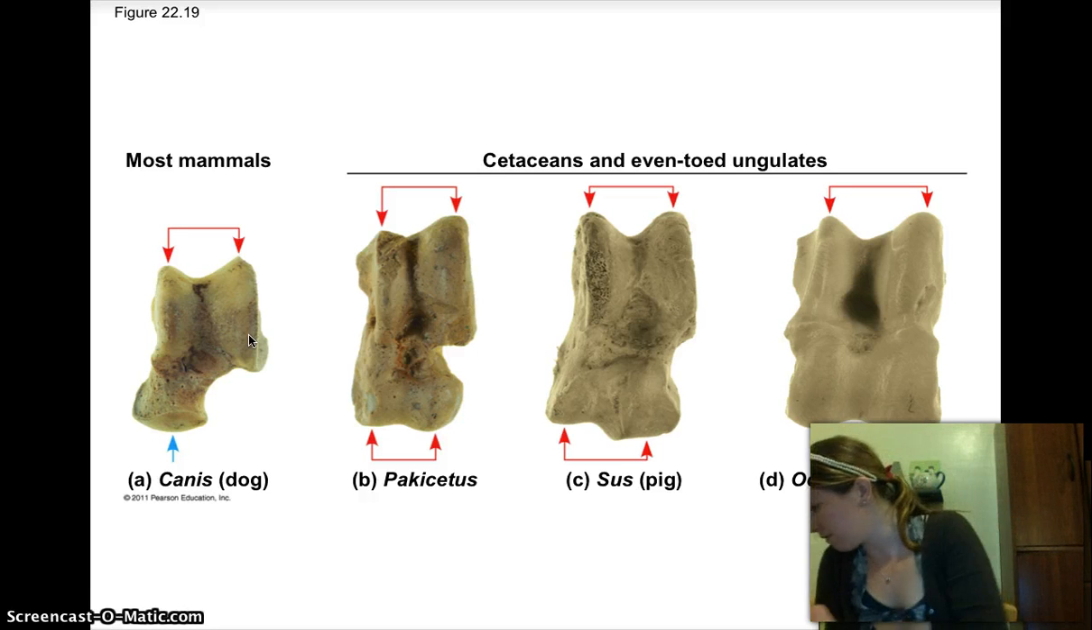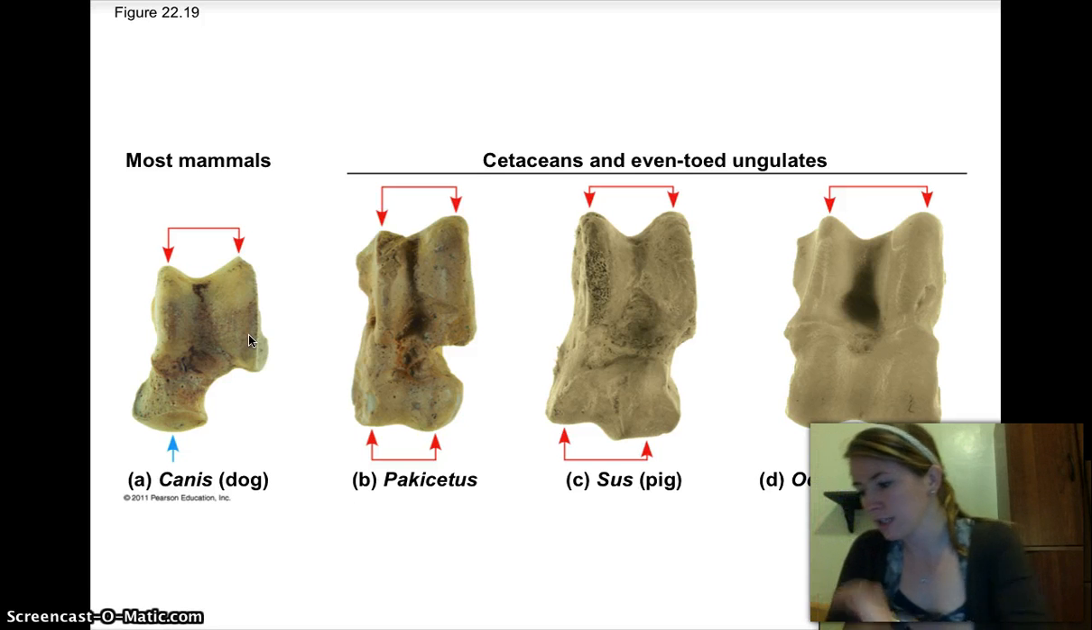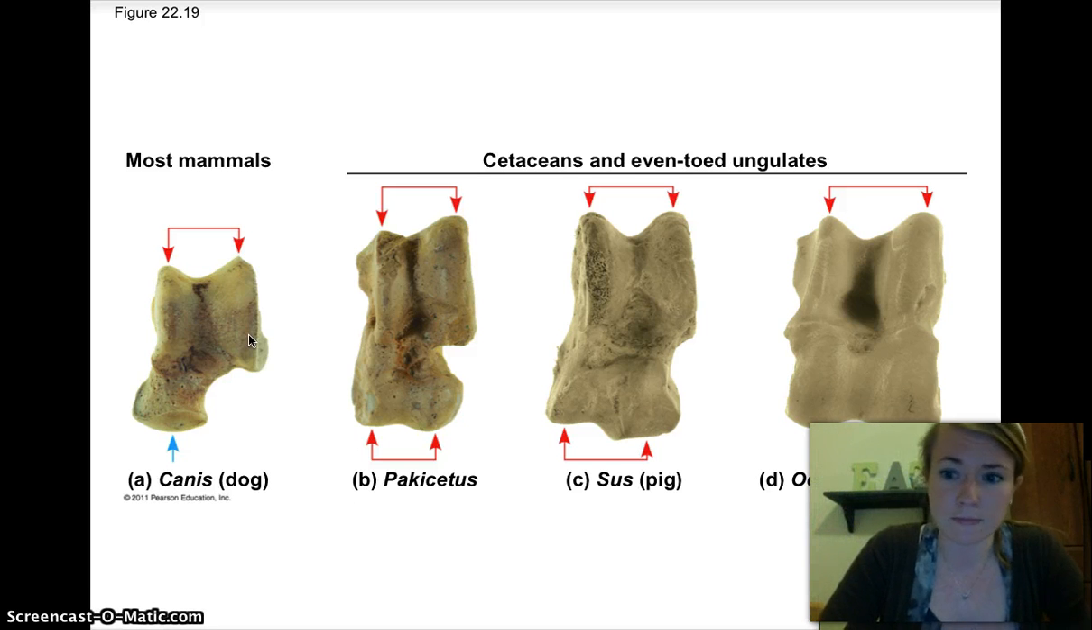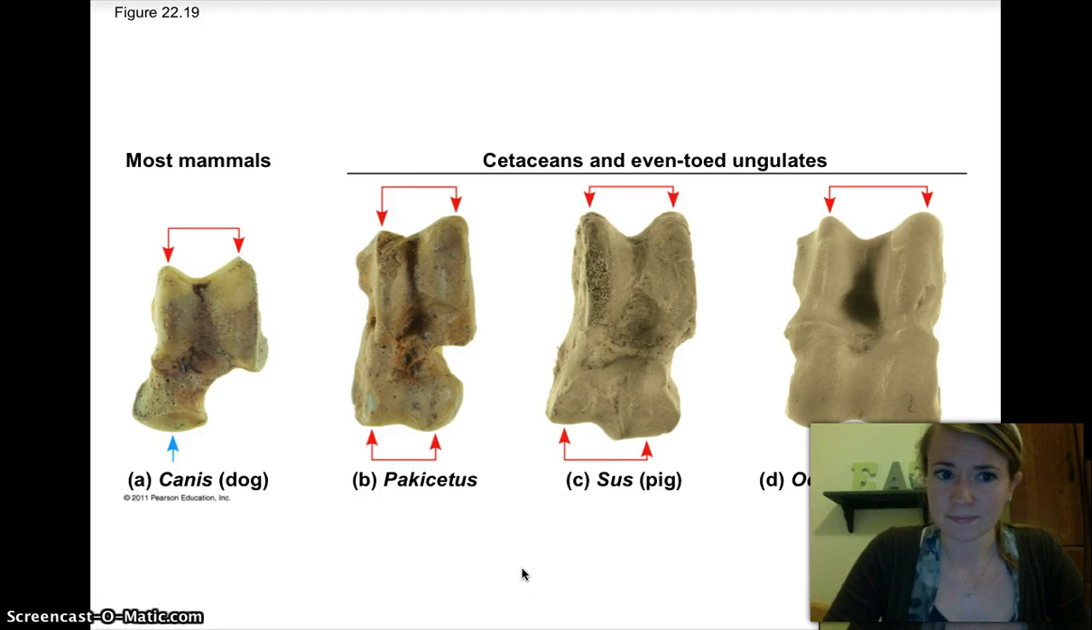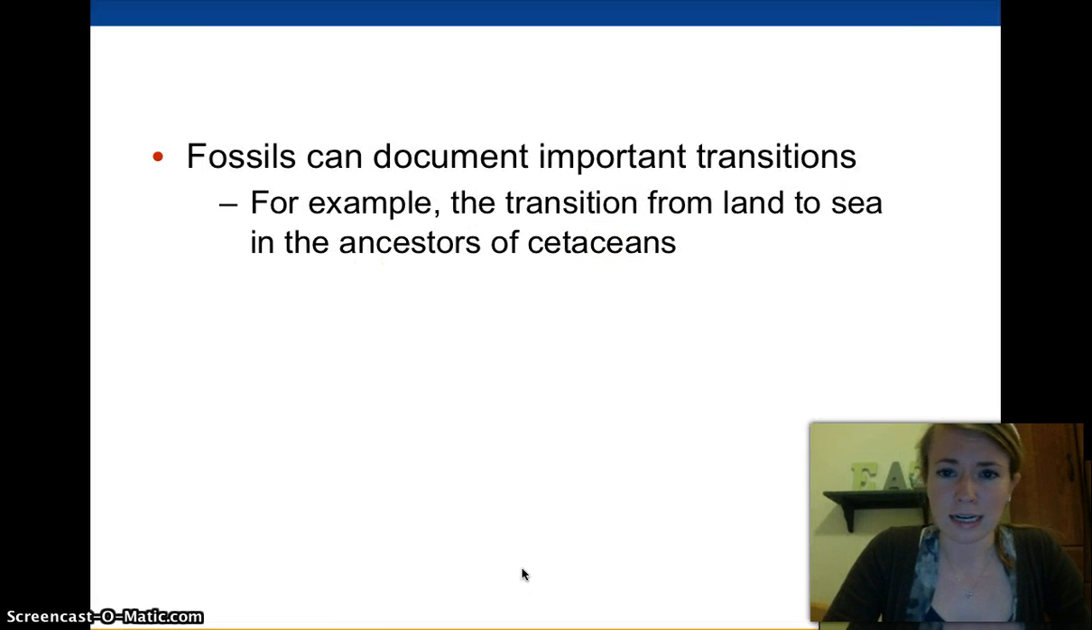What is this picture of? This picture is not in your textbook, but it is a picture of teeth, I'm assuming. So here's a dog tooth, and then here's a pig. I don't know what these other things are. I'll come back to this.